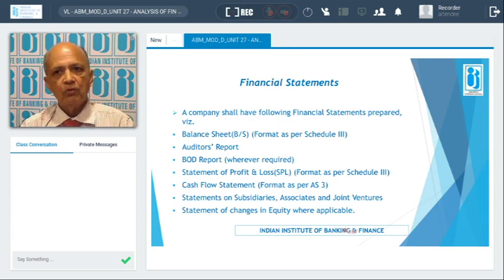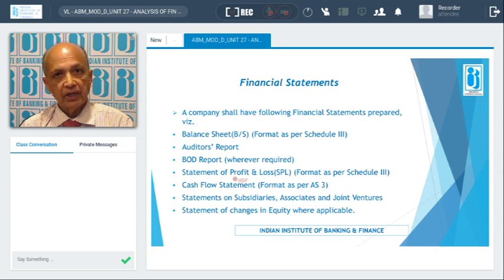Now, what are the financial statements that we frequently come across as a lender? One of the important statements is the balance sheet, that is, the balance sheet as per the Companies Act 2013, Schedule 3. Then the auditor's report, which forms part of the balance sheet. Then the board of directors' report, wherever it exists.